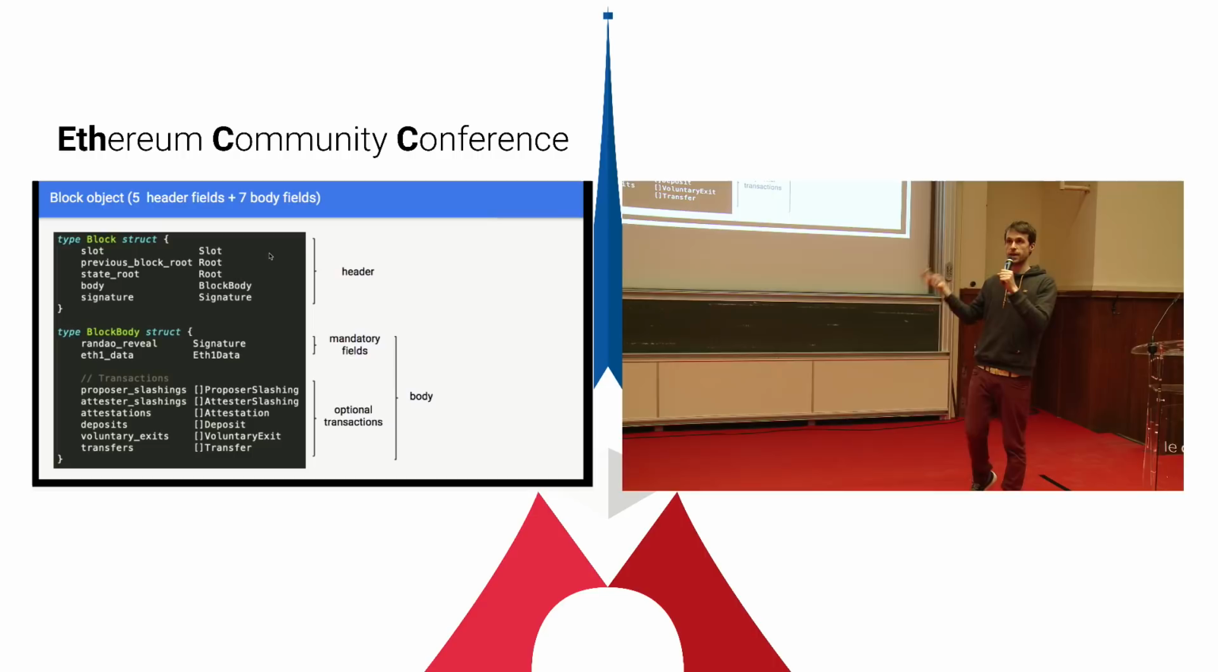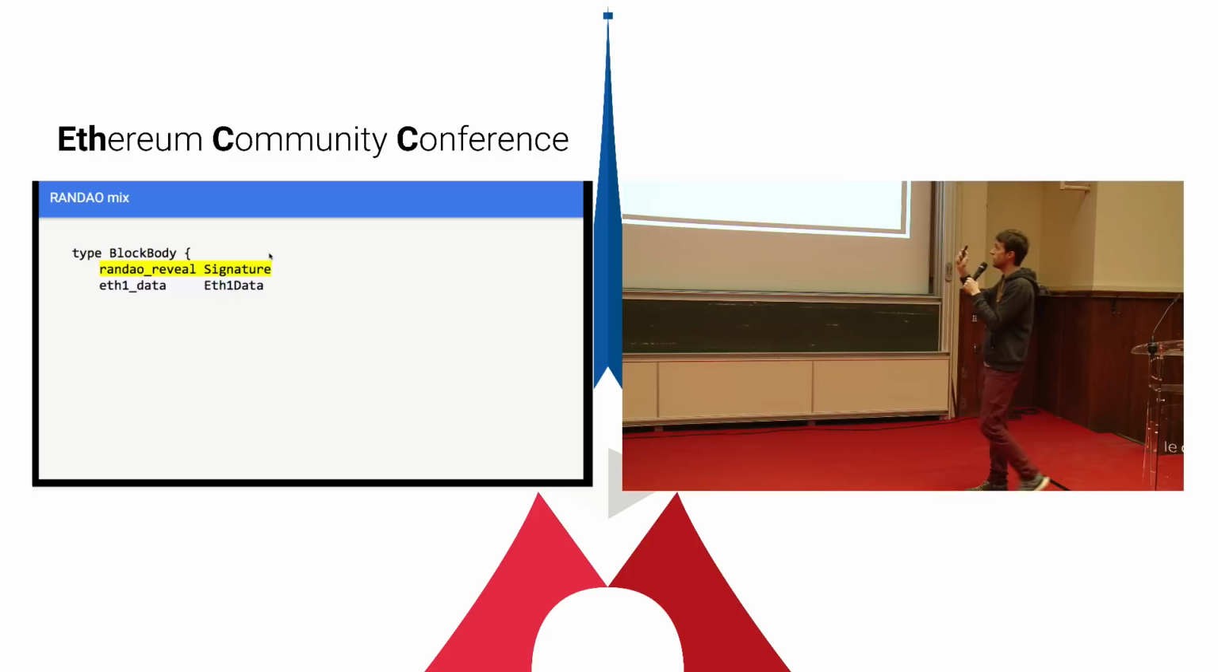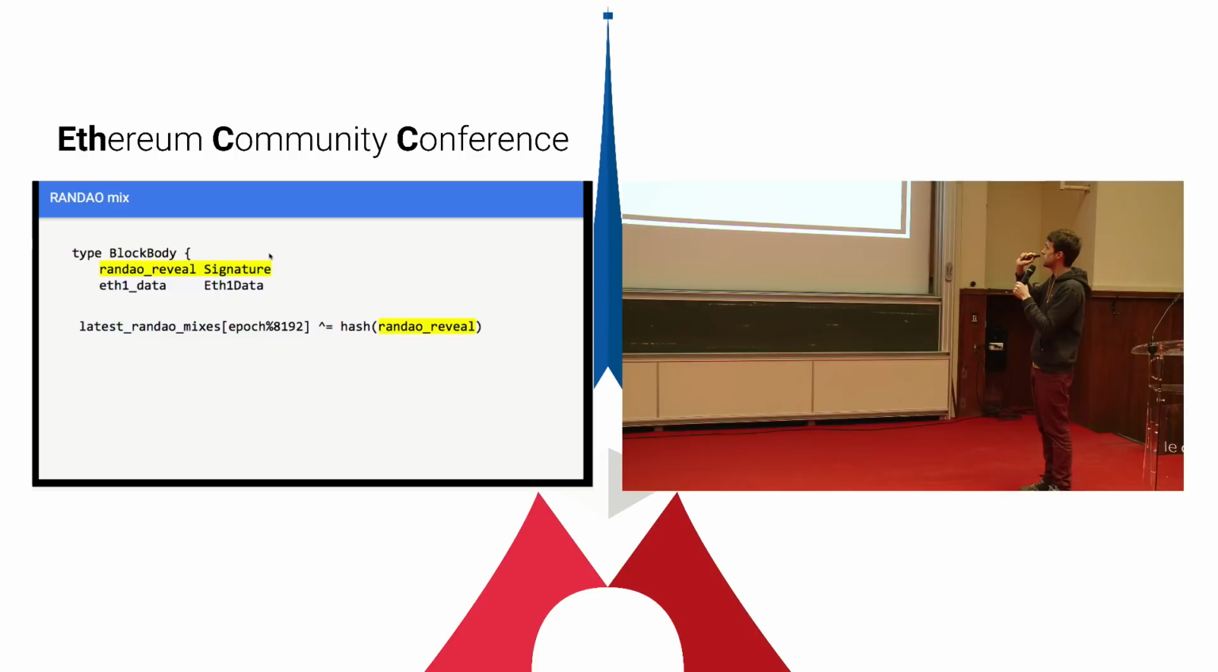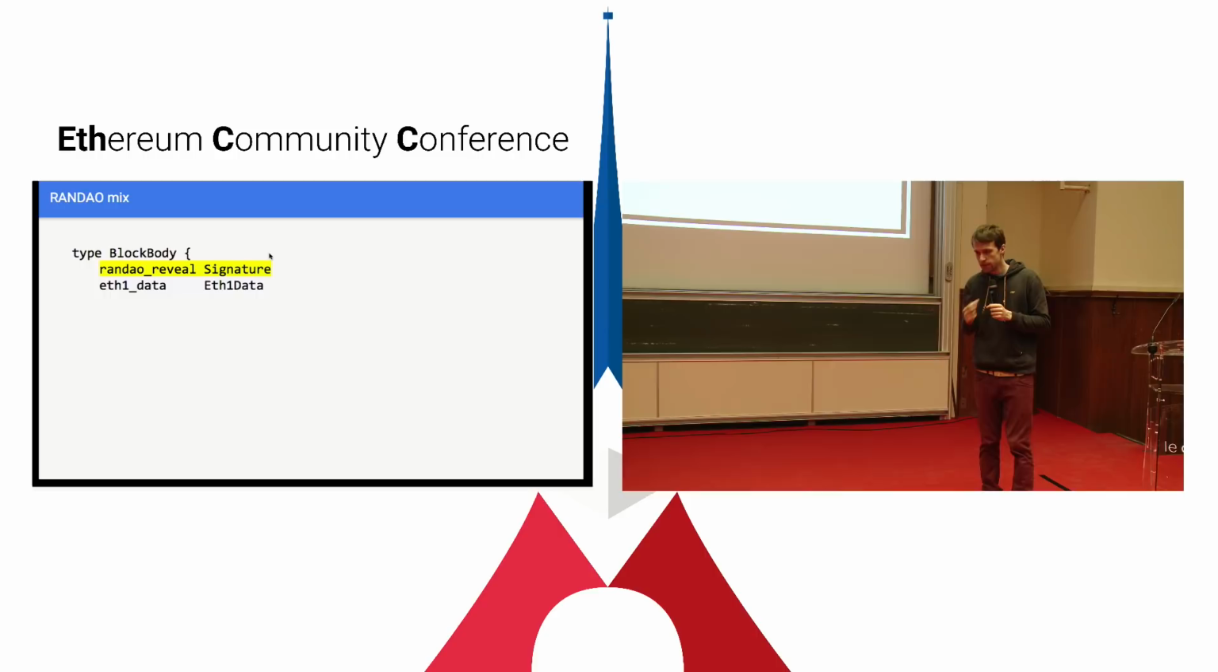Okay, so let's look at the body. In the body, we have the Randao mix. This is really important. The way that it works is that it's a BLS signature. We used to have a hash chain based Randao, but now we've moved to BLS signatures everywhere. And this is really, really cool because it makes the phase zero spec 100% MPC friendly. MPC means multi-party computation, but specifically we want to be friendly to staking pools.